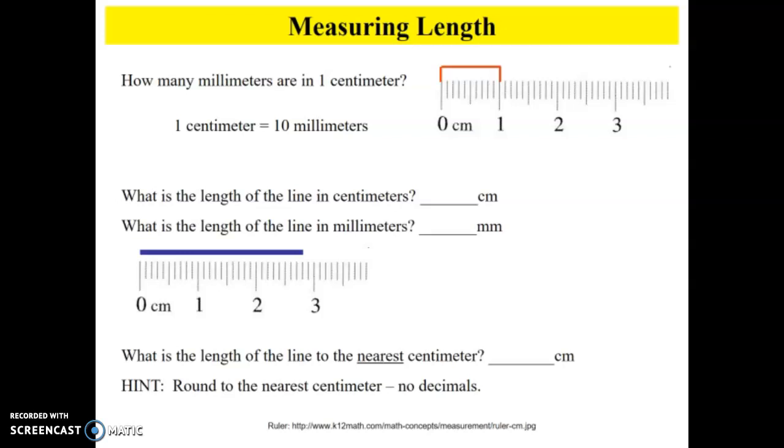Now, underneath it, there's one last question, and it's asking you to find it to the nearest centimeter. All right, so what this means is you're going to be rounding. Remember the rule, if it's 5 or greater, you round up. If it's 5 or less, you round down. So you're going to be rounding to the centimeter, so that means there's going to be no decimals.